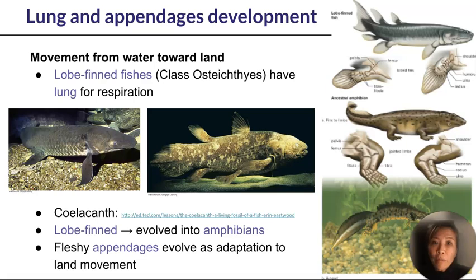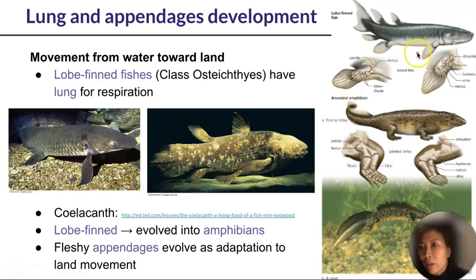For lobe-finned fish, as we're moving from water toward land, they start developing lung-like sacs that help them breathe once they're on land. Here is a video of a modern lobe-finned fish if you are interested in observing. In addition to the lung-like sacs for breathing, we also start seeing the development of fleshy appendages that are evolving as an adaptation to land movement.